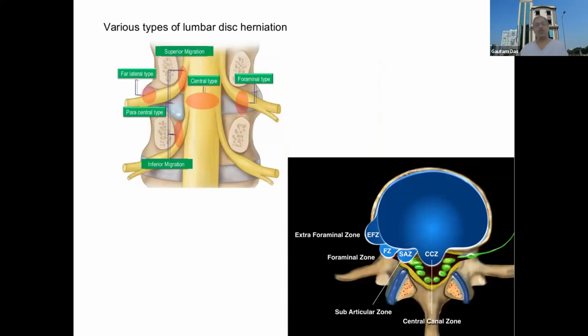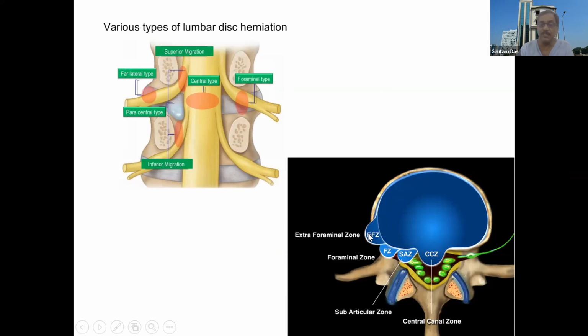Right? Now look at this picture. So this prolapse can be central. If it is central, then normally, this is your traversing nerve root, this is your exiting nerve root. Normally none of them are getting compressed. If it is a paracentral disc, then the traversing nerve root will be getting compressed. If it is a foraminal, then it will be compressing the exiting nerve root.